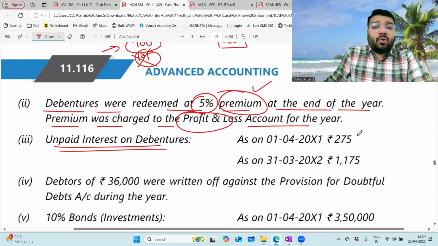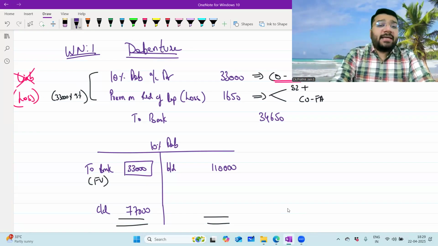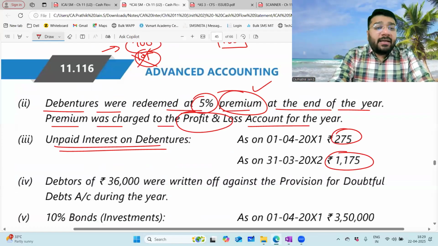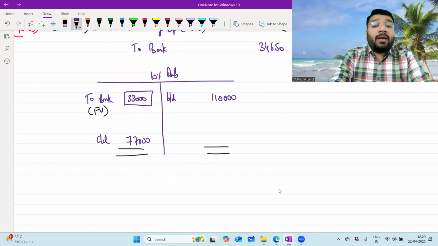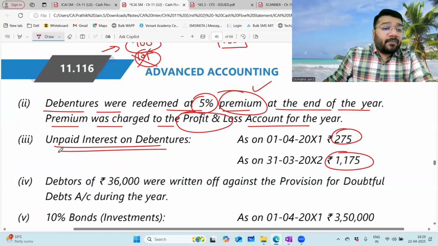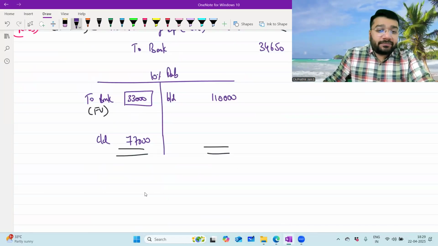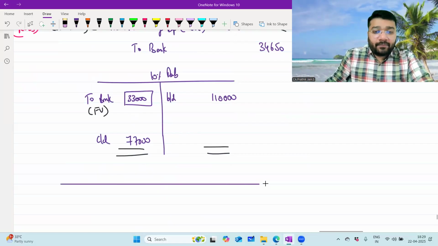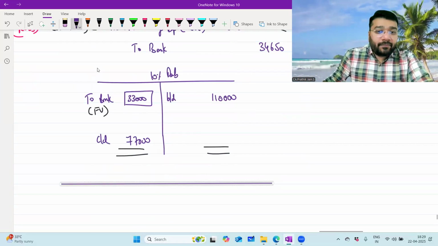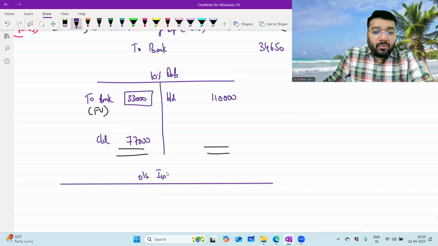Unpaid interest on debenture. So opening balance is 275, closing is 1175. Can we open the next ledger, guys? The unpaid interest on debenture account. So what account is this, people? Outstanding interest account. So basically, this is a liability account. Outstanding interest on debenture account. Other current liability, right?